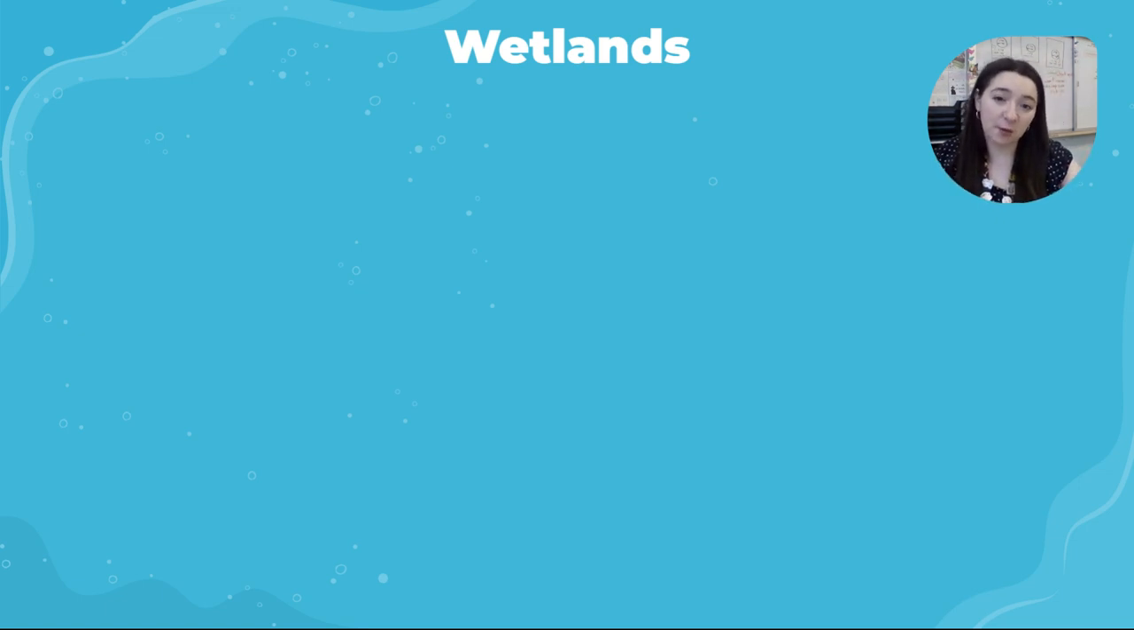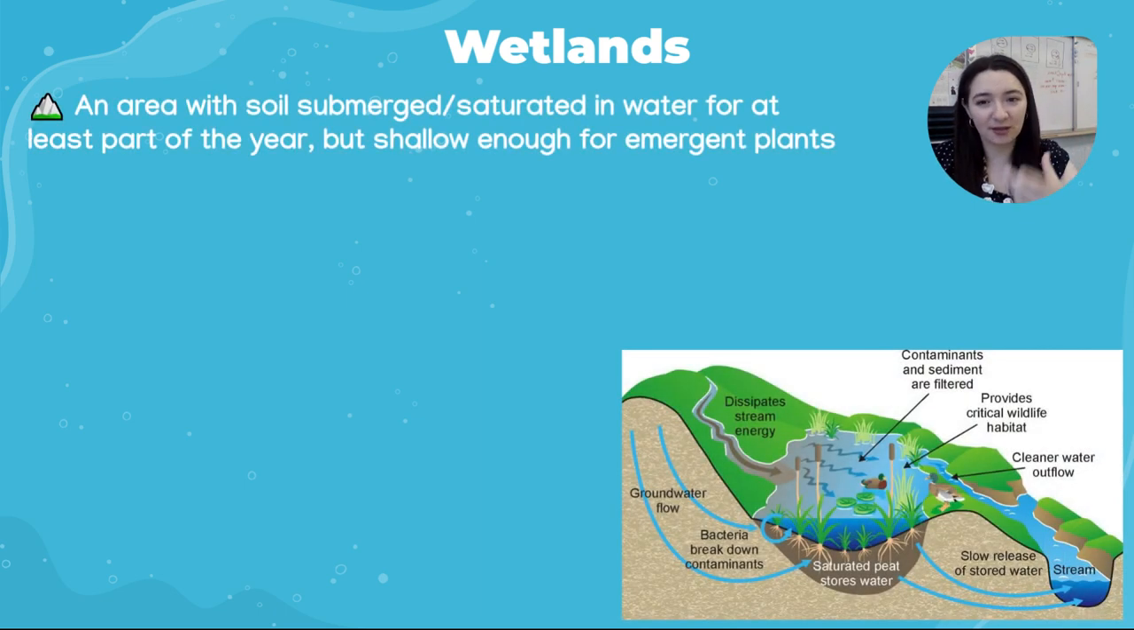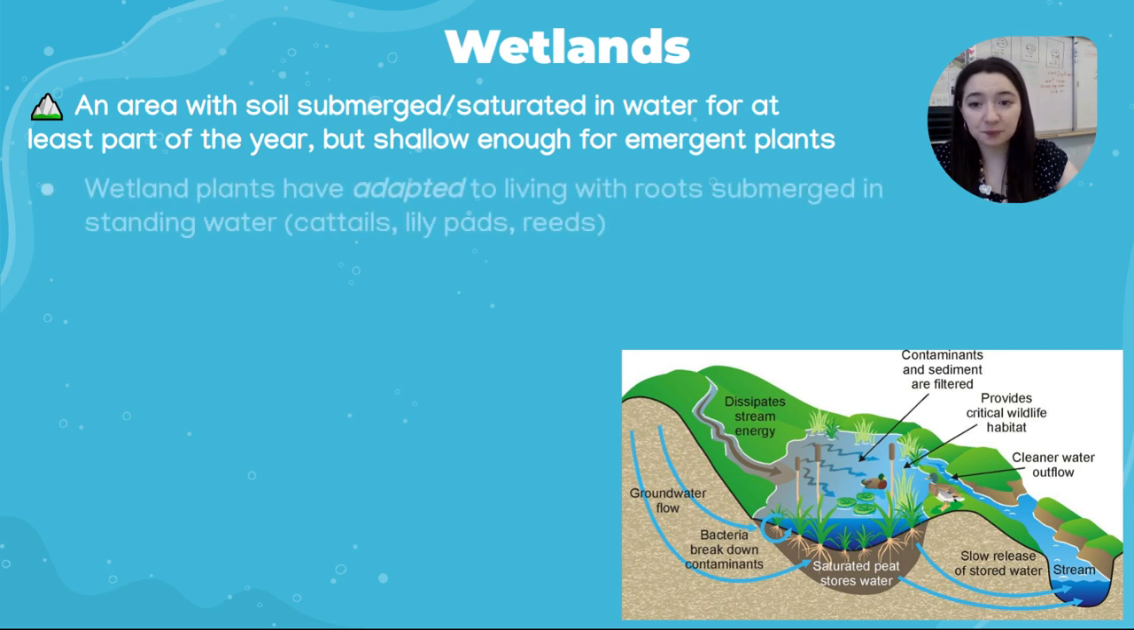First we have to talk about what exactly a wetland is, and it sounds exactly like it is. A wetland is an area that has the soil partially submerged or saturated in water for at least a part of the year, and it's shallow enough for emergent plants. So what does that mean? It means that you have root systems that are partially or completely saturated in water, but the plants are still able to grow up and out of the water. That way they can photosynthesize.